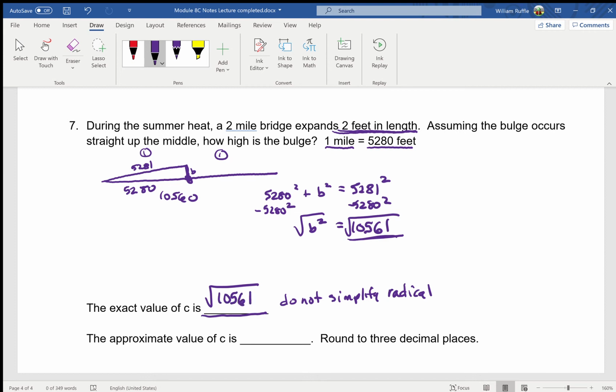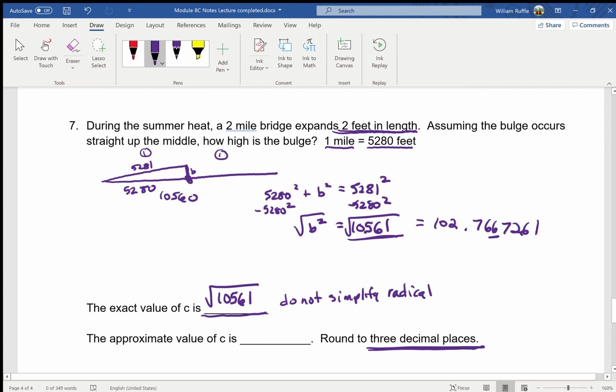Now this next one wants it rounded to 3 decimals. So I have to type it in the calculator. And if I type in the square root of 10561, I get 102.76672661. Now I only need 3 decimal places, so I went way too far. 1, 2, that's the nearest thousandths there. There's a 7 next to it, so it's really 102.767.